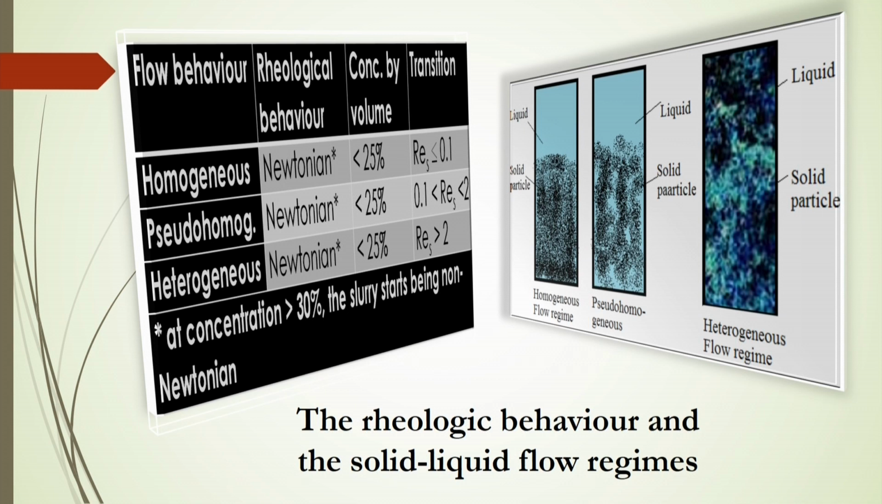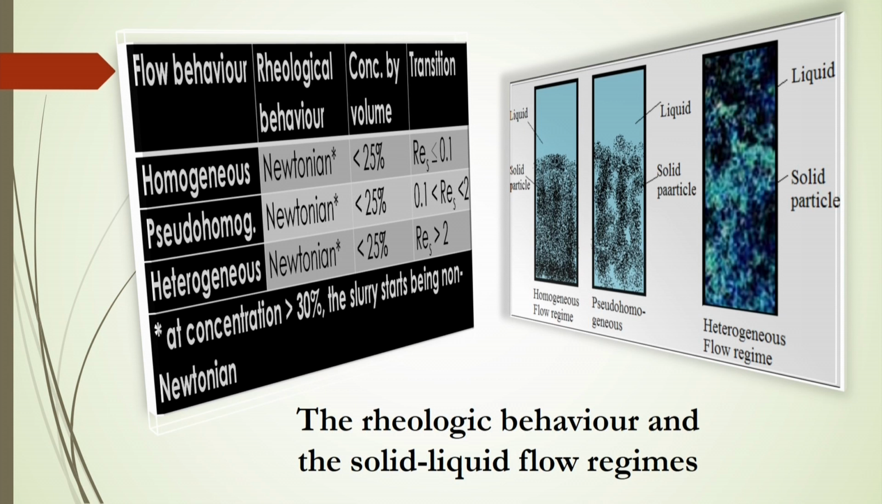Now see the rheological behavior and the solid-liquid flow regimes inside the bed. Here in the table it is seen that you can get the homogeneous flow regime for the Newtonian fluid if its concentration, that means the concentration of the solid particles inside the bed, is less than 25% by volume, and you can get the transition from homogeneous to pseudo homogeneous flow if the Reynolds number of the particle is greater than 0.1.